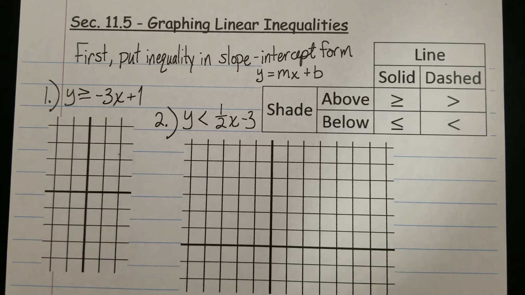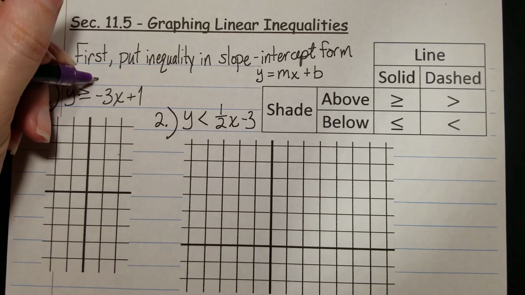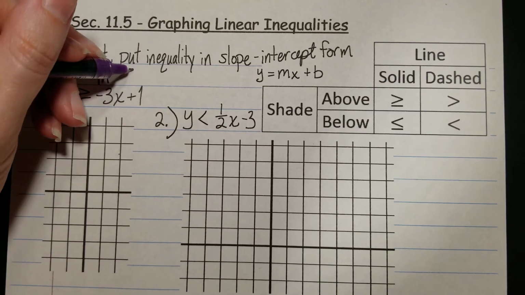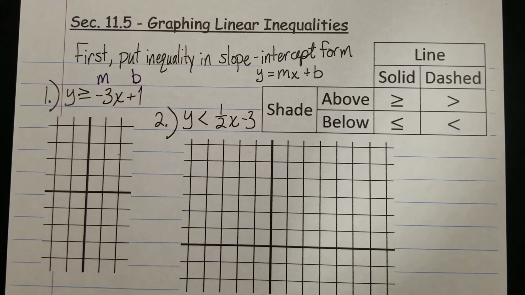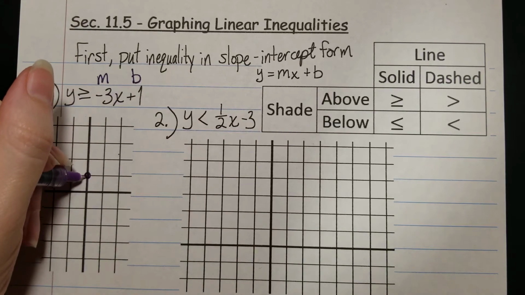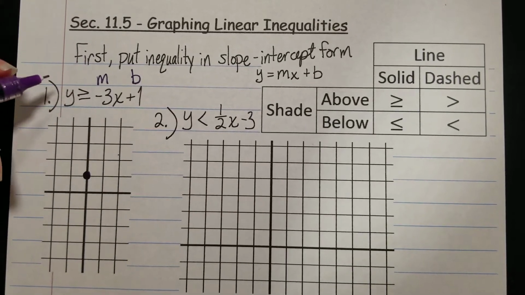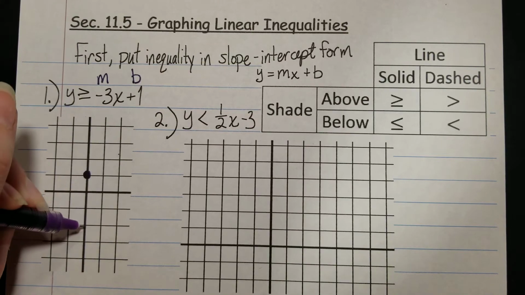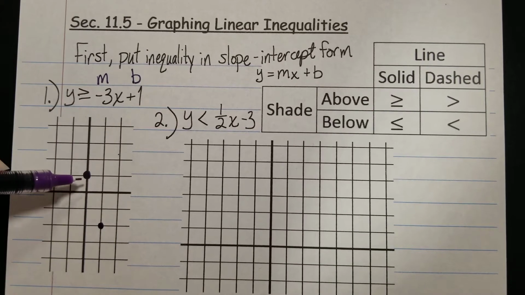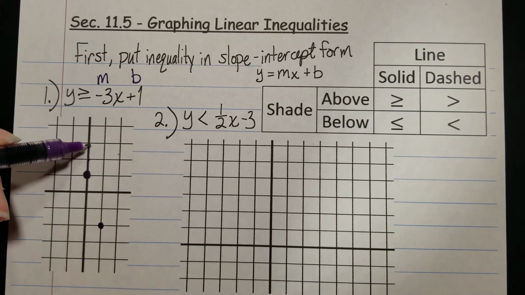So number one, we've got it basically in slope-intercept form. And so we can see that the slope is -3 and the y-intercept is 1. All right, so we're just graphing the line like we would normally. First I'm going to plot a point at the y-intercept at 1. And then the slope is -3. So from there, I'm just going to go down 3 over 1. All right, and I can also go up 3 and to the left 1.